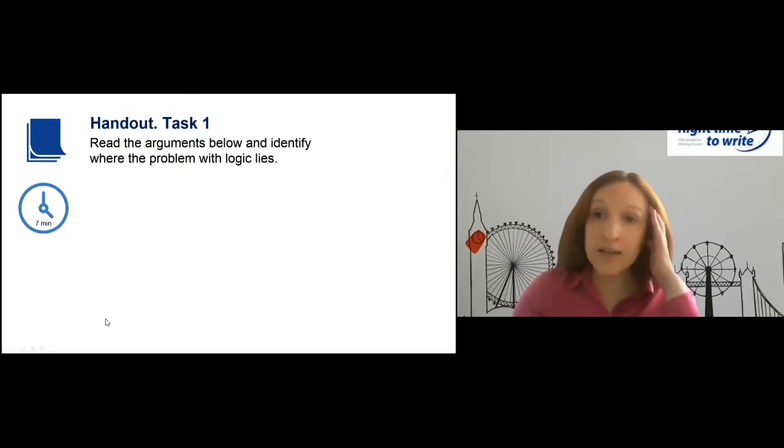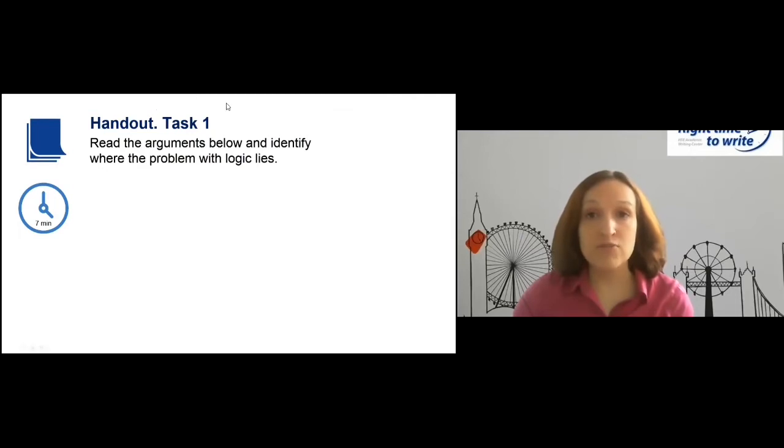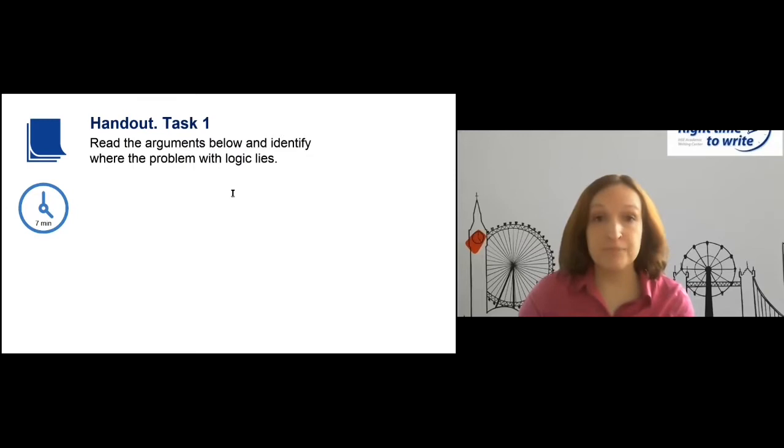And I would like to give you an opportunity to find faulty logic for yourself. Please open the handout and look at the first task. There are several statements, several arguments there. Please read them and try to think where the problem with logic lies. All right, so let's probably start discussing them one by one.